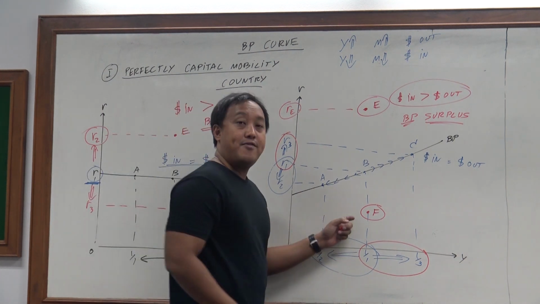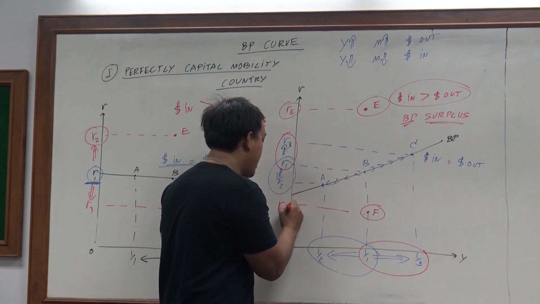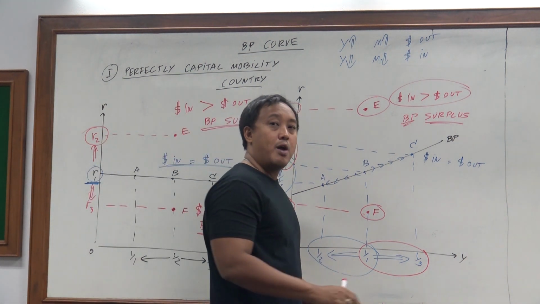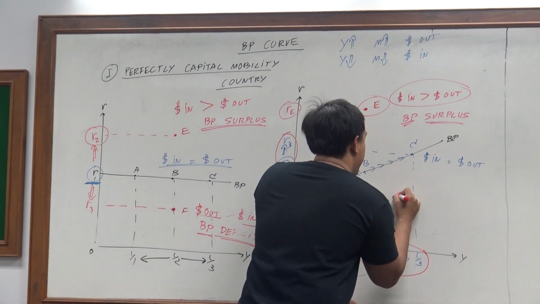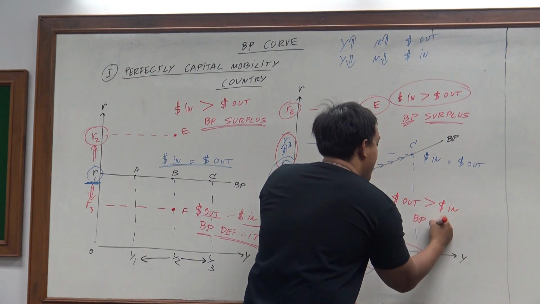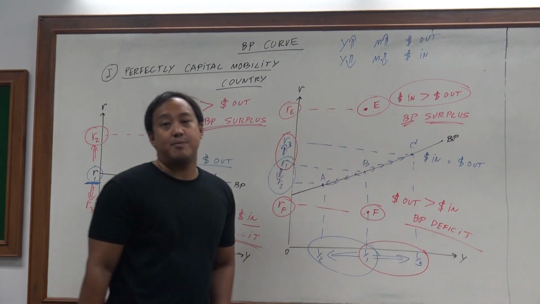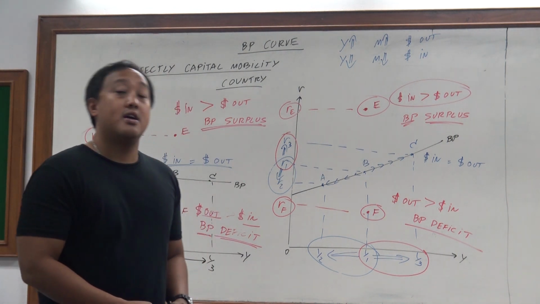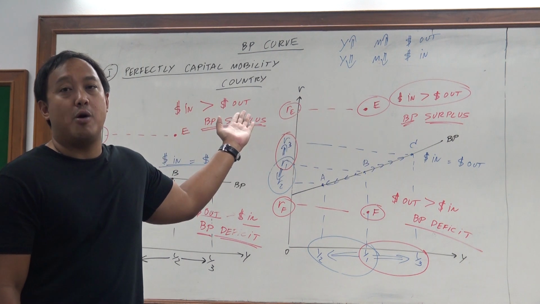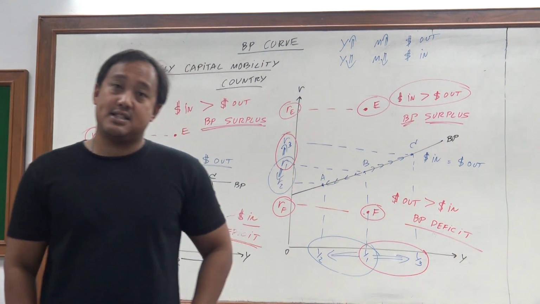Point F, below the curve, means that the real interest rate is too low. When the real interest rate is too low, everyone wants to move the money out. The amount of money that flows out is greater than the amount that flows in. The balance of payments becomes a deficit. This is how it works for the BP curve for both cases: the perfectly capital mobility country and the imperfectly capital mobility country.